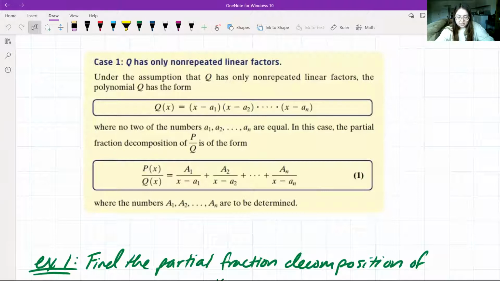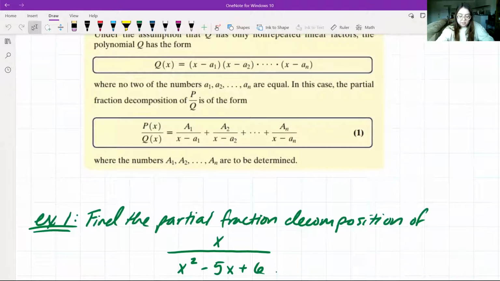In this case, the partial fraction decomposition of p over q is then going to be of the form p of x over q of x is equal to capital A1 divided by x minus lowercase a1 plus capital A2 divided by x minus lowercase a2, and so on until you get to capital A sub n divided by x minus lowercase a sub n, where the numbers capital A sub 1, A sub 2, A sub n are then to be determined. And that's the main point of our problems: to solve for those capital A sub 1s, A sub 2s, A sub 3s, and so on.